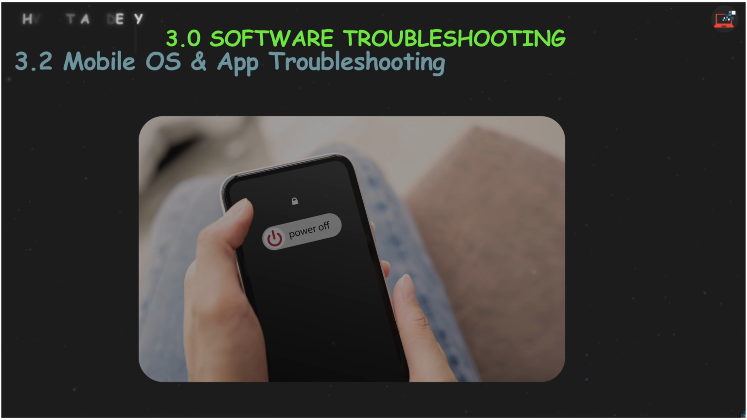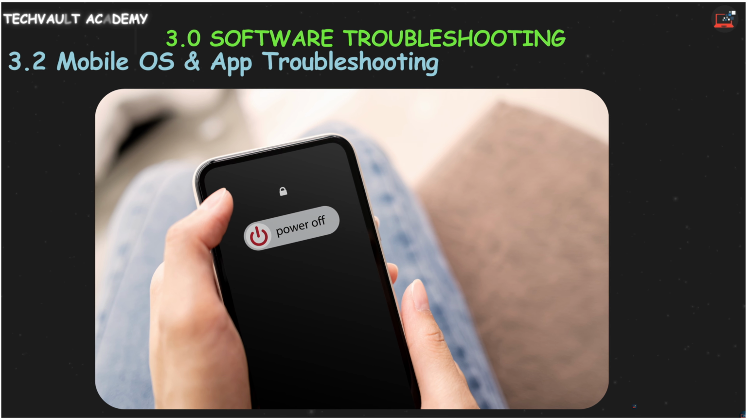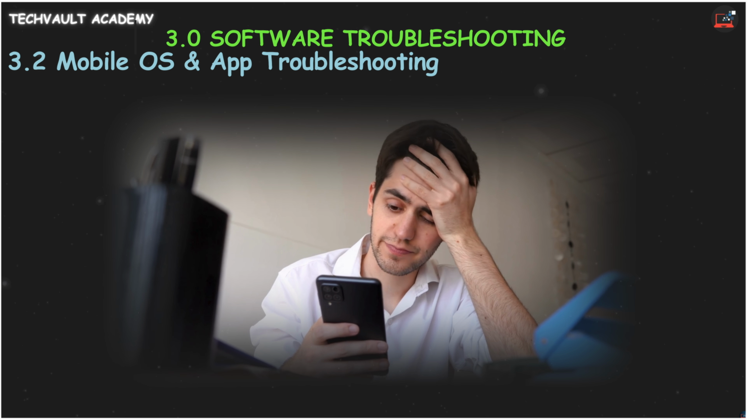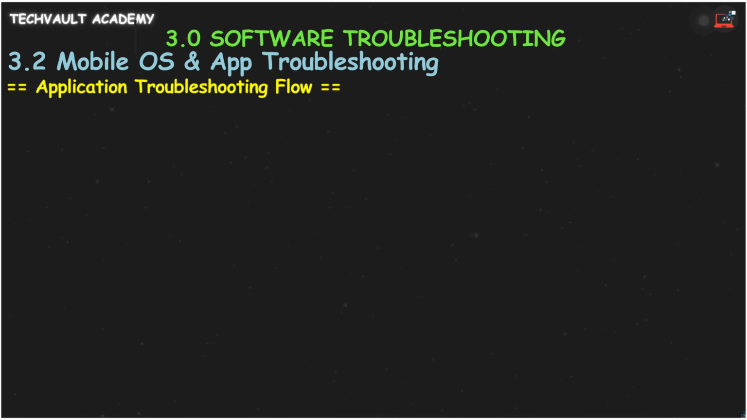Before we dive in, remember the universal first step for almost any mobile problem: turn it off and on again. A simple restart clears out temporary files and can solve a huge number of glitches with a clean slate. Let's start with application issues.